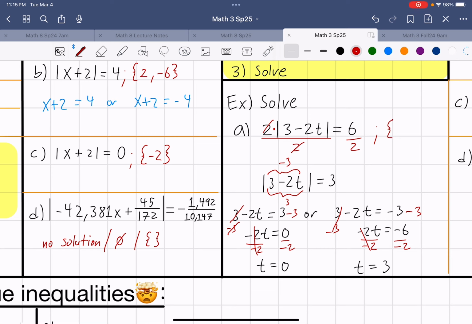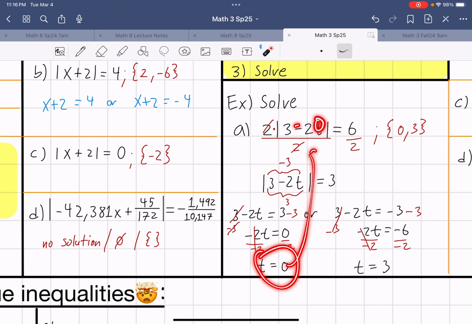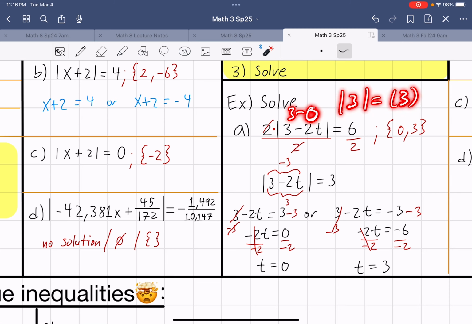So my solution is 0 and 3. And you can check it by just plugging back into your original equation, which I'll check 0 really quick. 0 times negative 2 is 0. 3 minus 0 is 3. The absolute value of 3 is 3. And then times 2 gives me my positive 6.